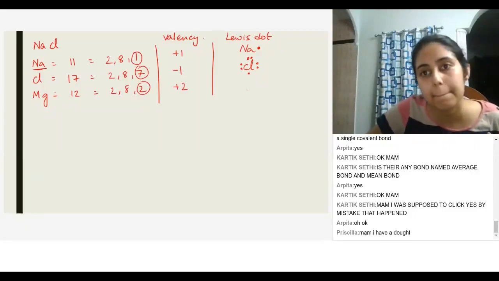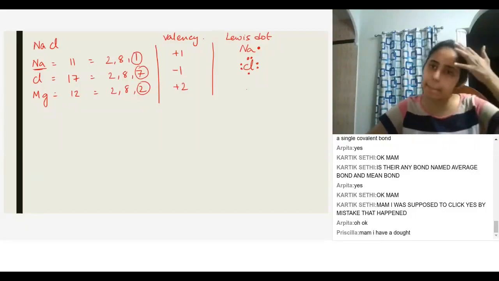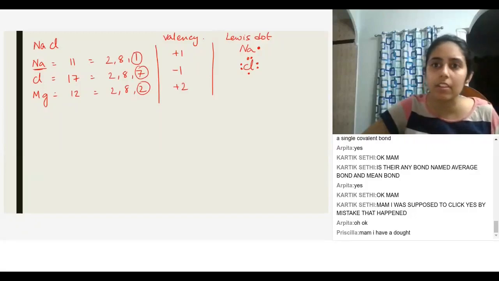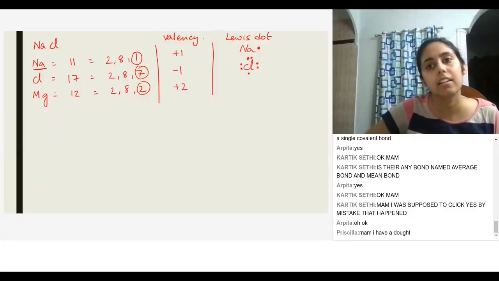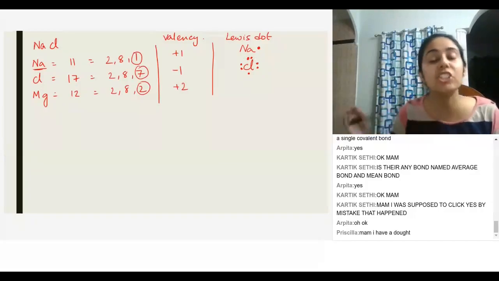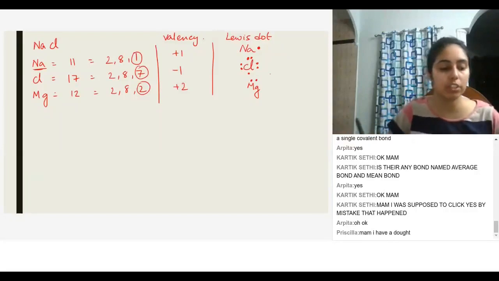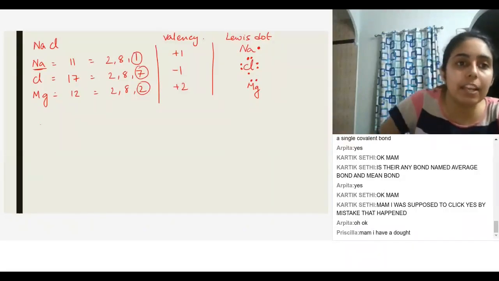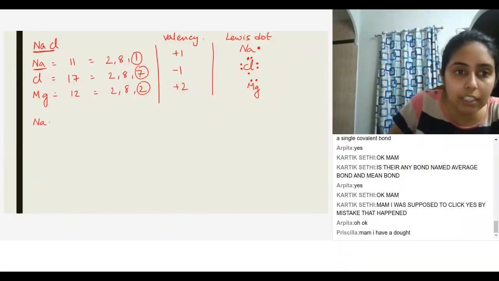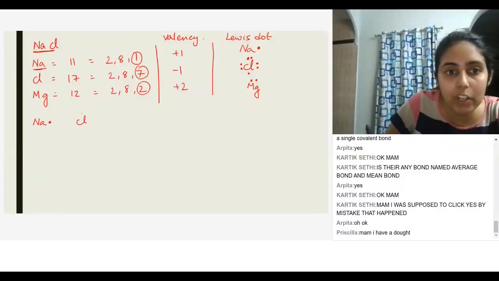Ma'am, I thought that, what is the first shell? K shell, right? So I thought that you were drawing the electrons which are there on the K shell. No. Lewis dot structure is always for the valence electrons. Okay. Magnesium has 2 valence electrons, so the Lewis dot structure is 2 dots. Now, if I want to see the reaction between NaCl, Na has 1 dot, Cl has 7 dots.